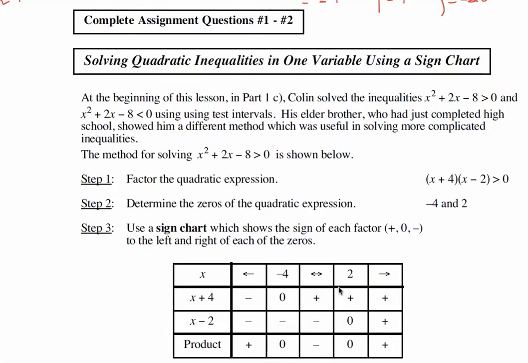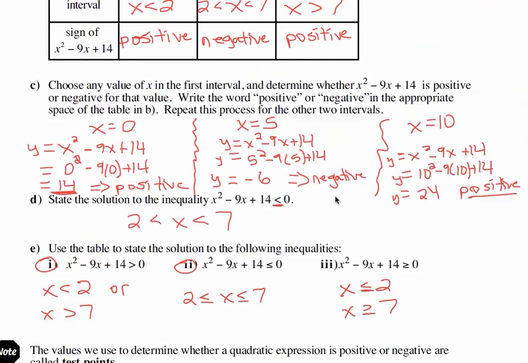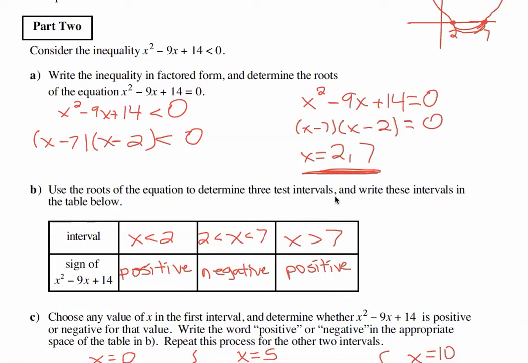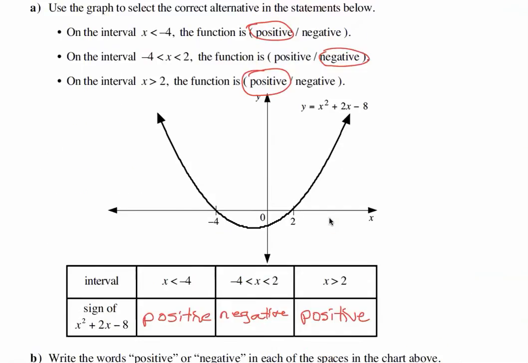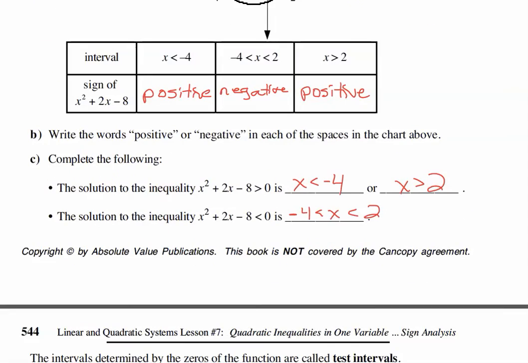We're now going to finish this lesson by solving quadratic inequalities in one variable using a sign chart. So at the beginning of this lesson, that is in part 1c, Colin solved the inequality as given, using test intervals. That was this problem right here. And the very first one was Colin here. I don't remember seeing a name Colin, but apparently it was Colin.